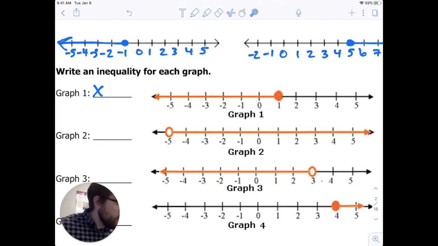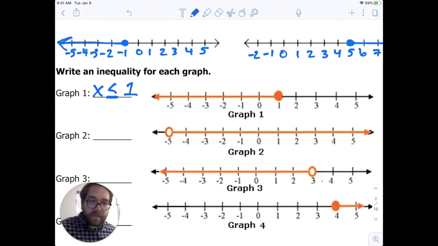So we know we're starting at 1. Let's go there. So we'll put 1 on the other side. And in the middle, we need our symbol. And so we know that the arrow is going towards all the numbers that are less than 1. And so I can say x is less than 1. But then because I have this closed circle, it's also equal to 1. So I'll put the less than or equal to symbol. So this inequality, based off of this graph, is x is less than or equal to 1.